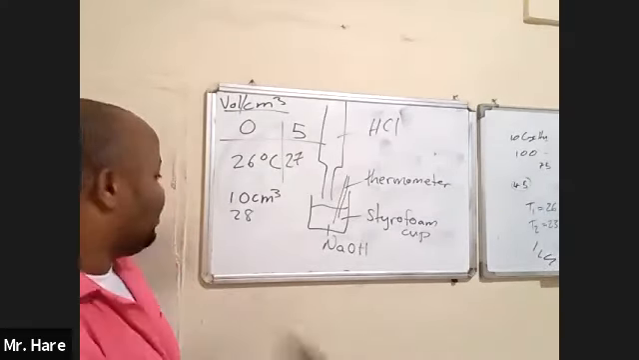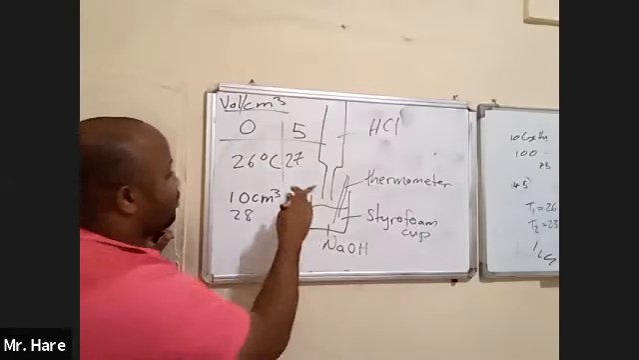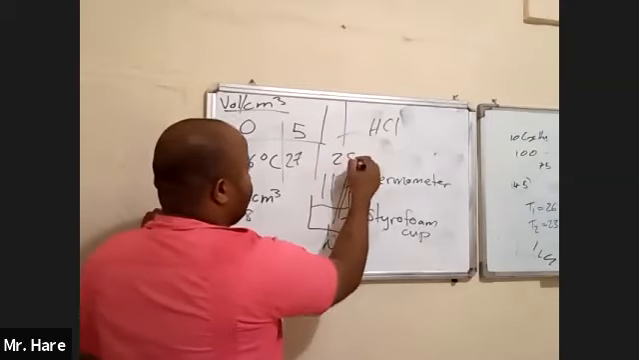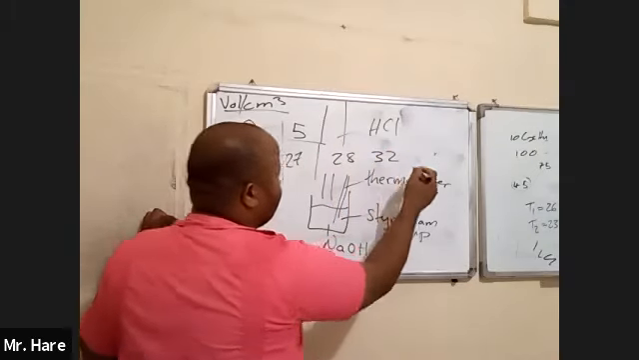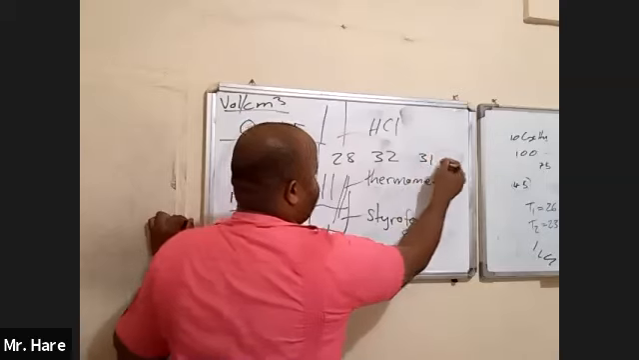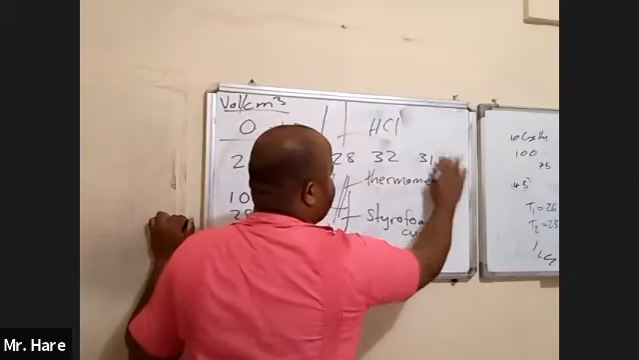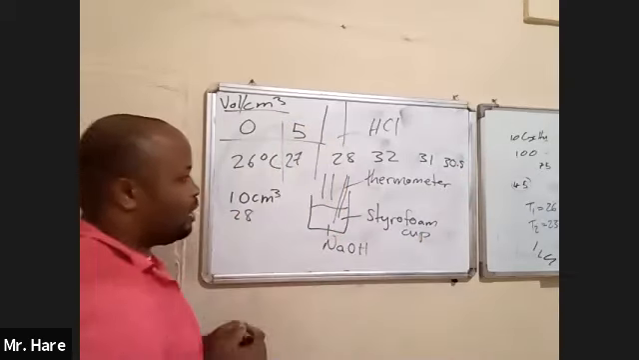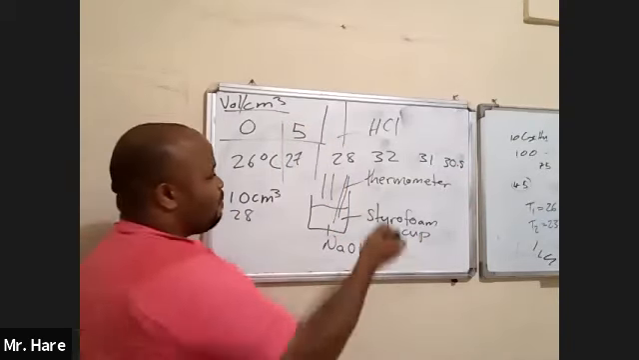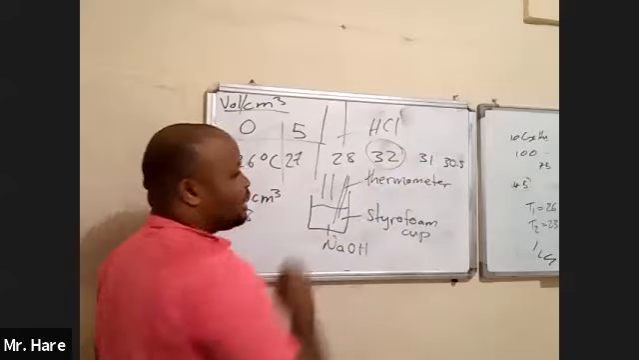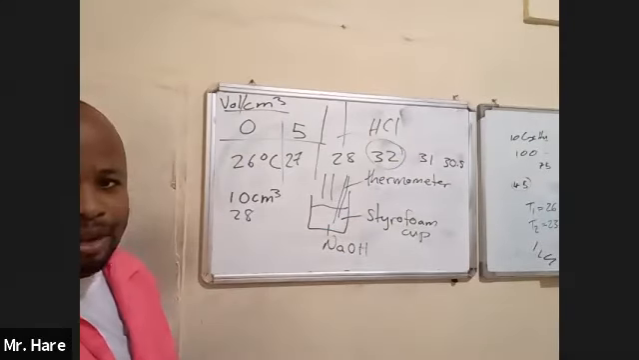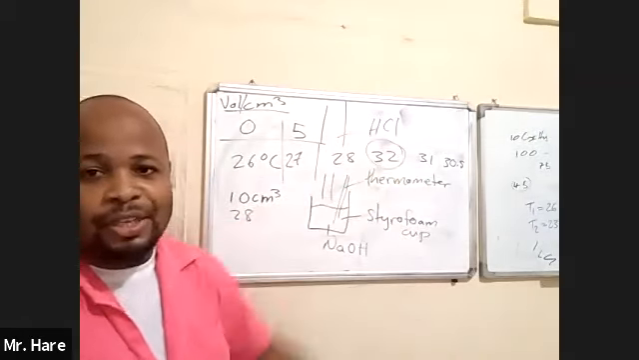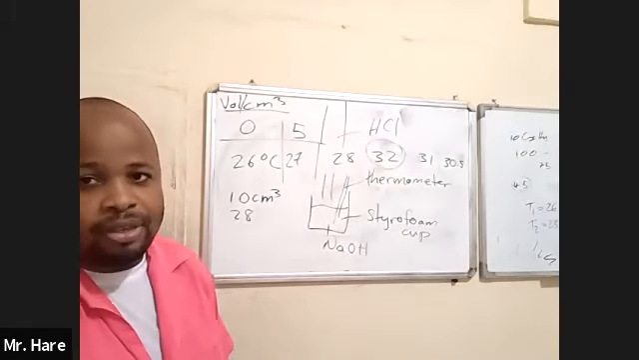Exactly. So let us say it increased to, so just a second. So let's say it goes 28, 32, then 31, 30.5, you can stop, all right? Because you would have gotten the maximum temperature, all right? So the maximum temperature, that is where neutralization occurred, all right?